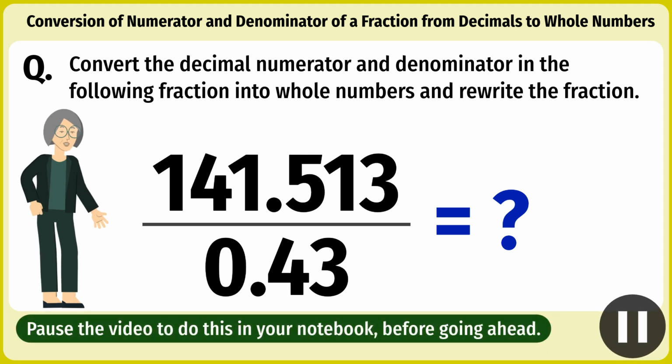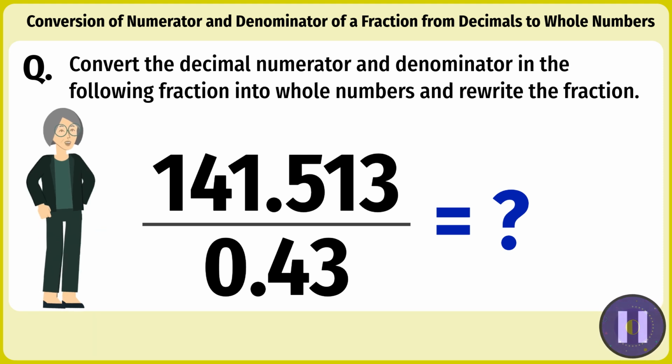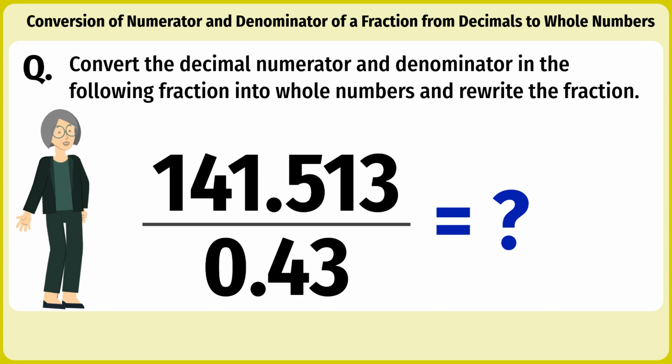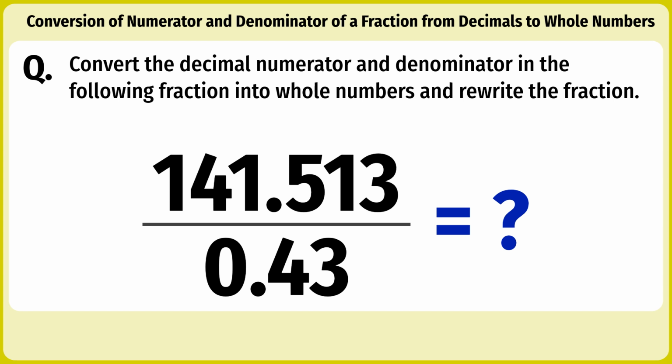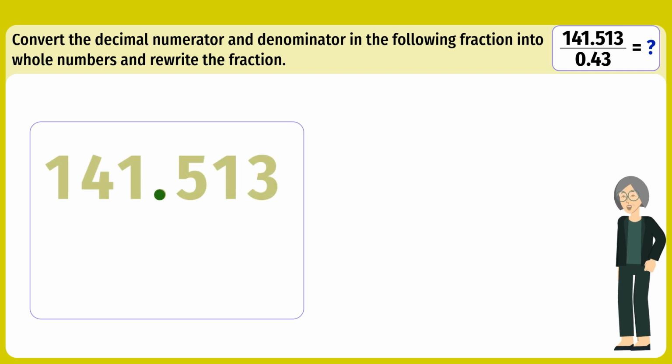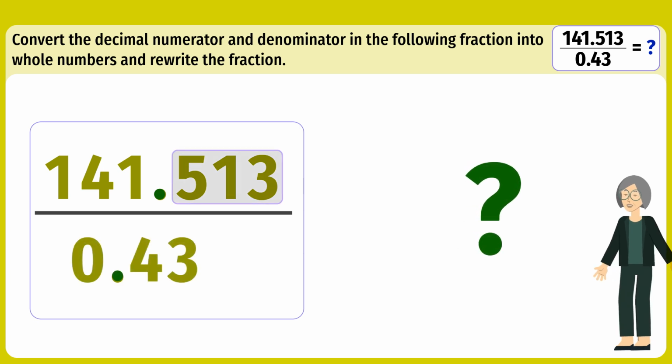Convert the decimal numerator and denominator in the following fraction into whole numbers and rewrite the fraction. 141.513 by 0.43. Look at the fraction with decimal 141.513 as numerator and 0.43 as denominator.